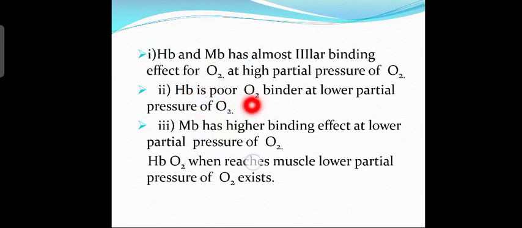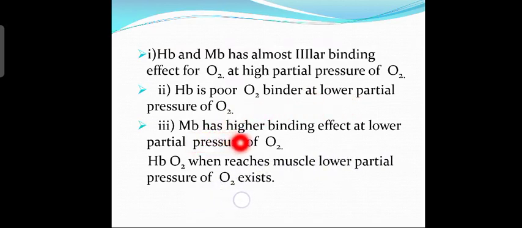Now, hemoglobin is a poor oxygen binder at lower pressure of oxygen. This also you have seen in the previous graph. It will slowly increase in the low pressure region. That means it has poor binding effect in the low pressure region.